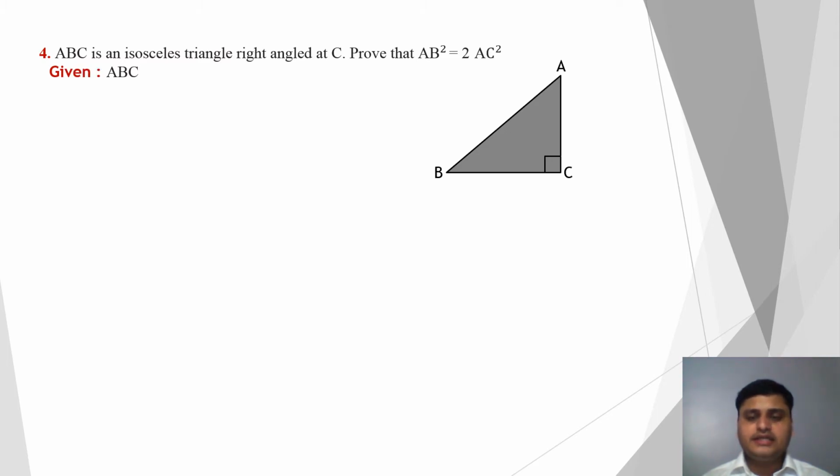So we will write in given: in triangle ABC, ABC is an isosceles triangle. After this, what we will do?